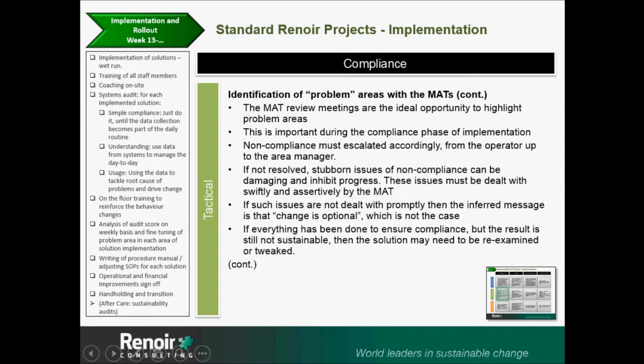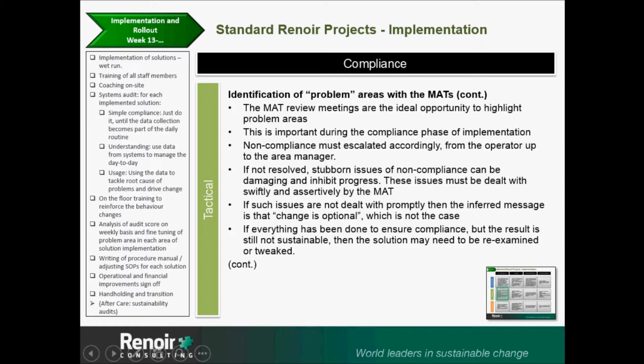MAT review meetings are the ideal opportunity to highlight problem areas. This is important during the compliance phase of implementation. Non-compliance must be escalated accordingly from the operator up to the area manager. If not resolved, stubborn issues of non-compliance can be damaging and will inhibit progress. These issues must be dealt with swiftly and assertively by the MAT.